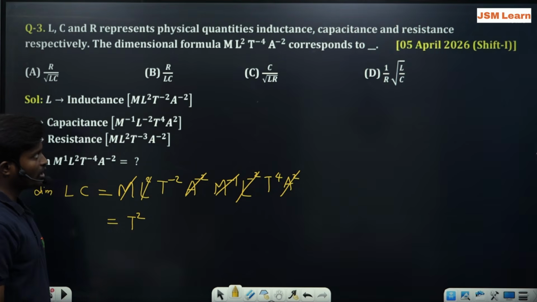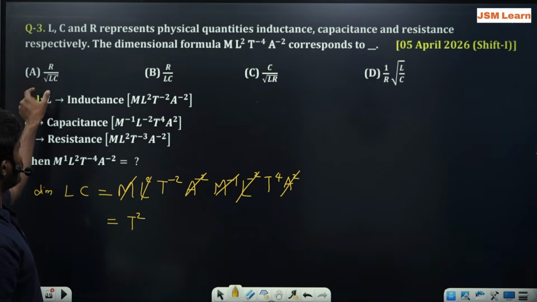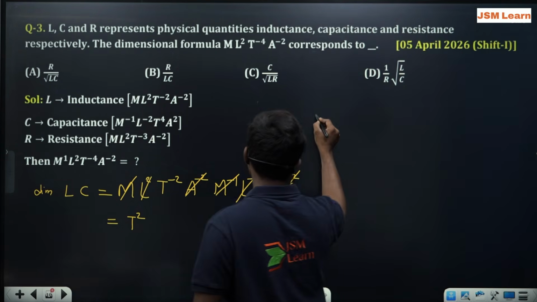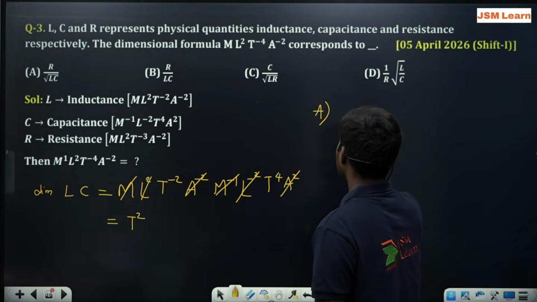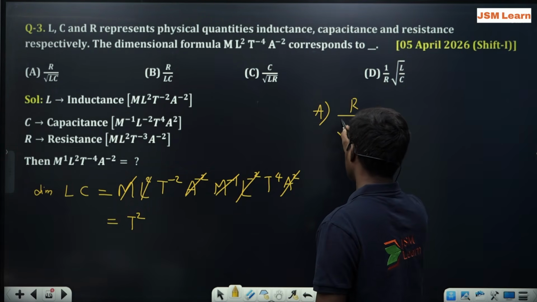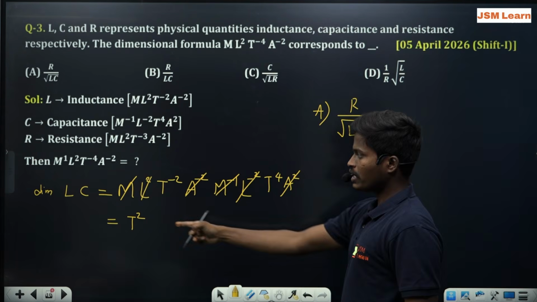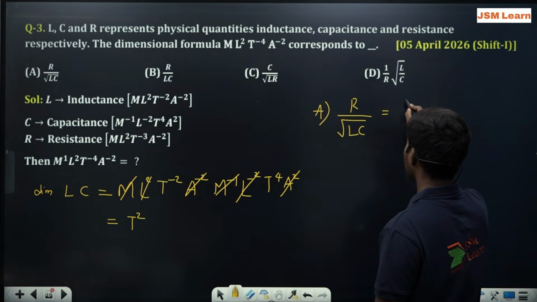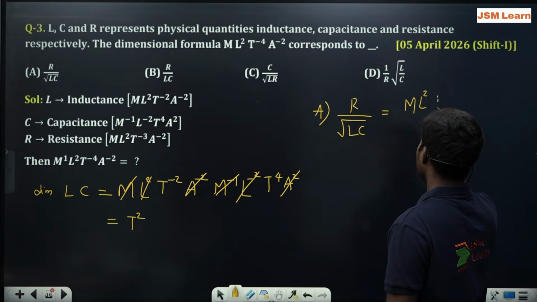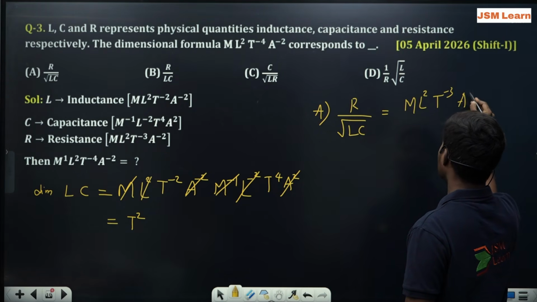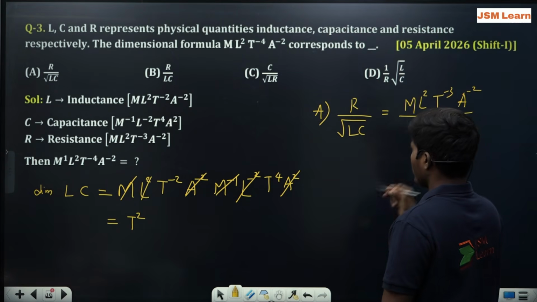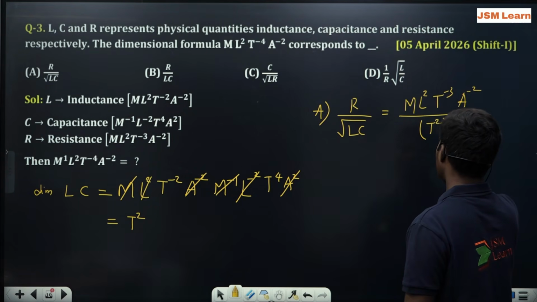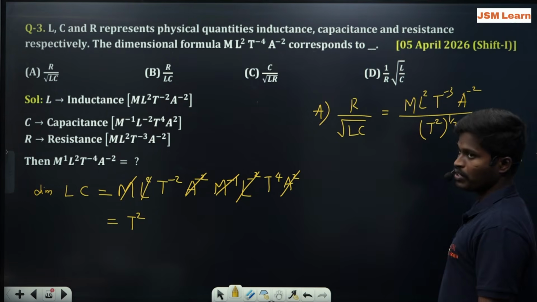Now what is left? T power minus 2, T power 4, so it will become T square. So after solving this, I want to see the two options A and B with LC in the denominator. So I'm going with the first option A. What do we get? R by under root LC. We have already solved the dimensions of LC. So in the numerator, resistance is there, ML2 T minus 3 A minus 2 divided by under root LC, so T square whole to the power of 1 by 2, because root is nothing but 1 by 2 power.